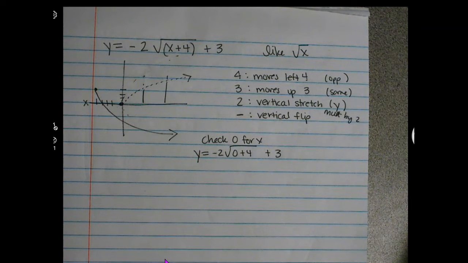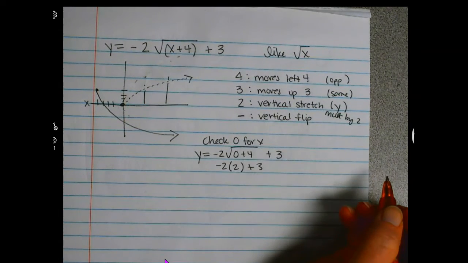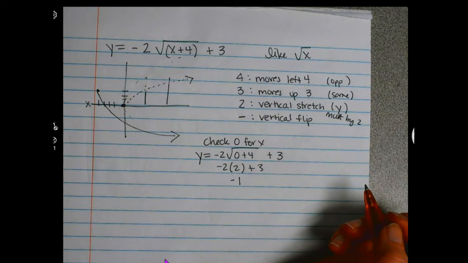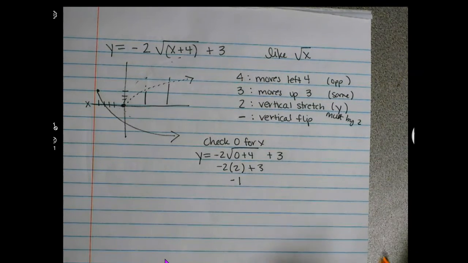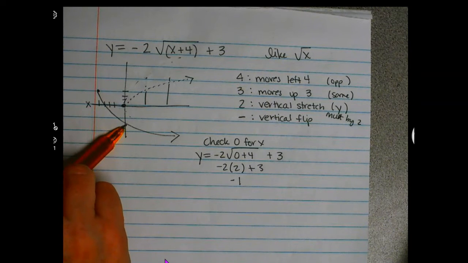So what do I get? Square root of 4 is 2. Okay, so negative 2 times 2 plus 3, plus 3 is negative 1.